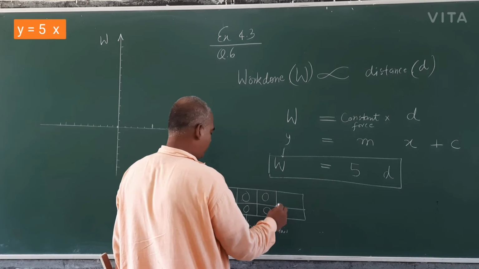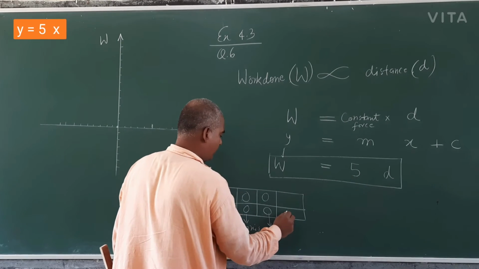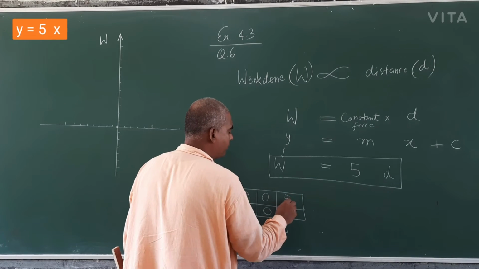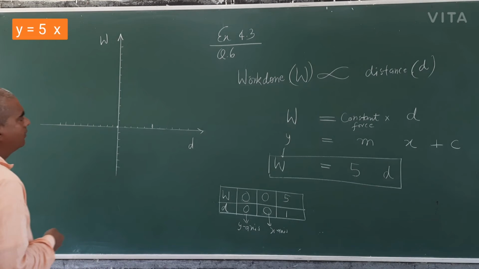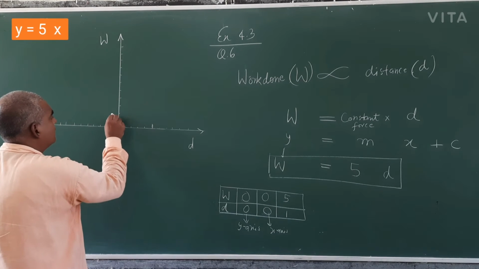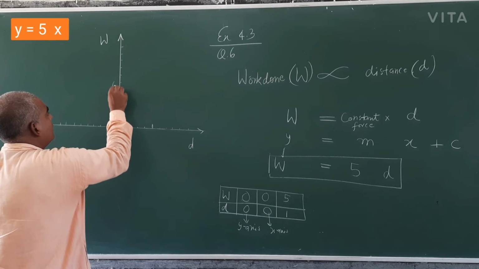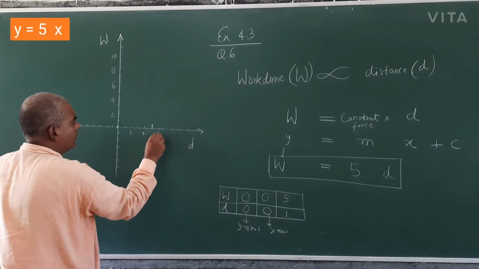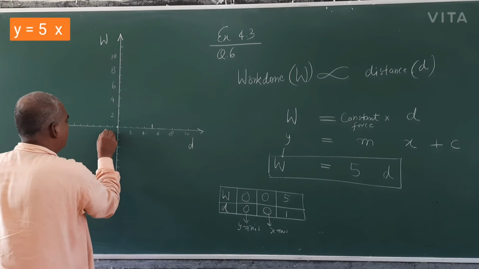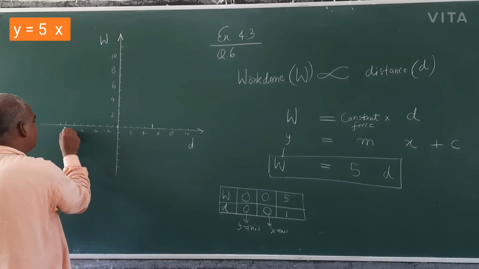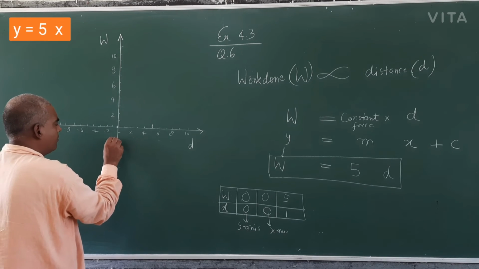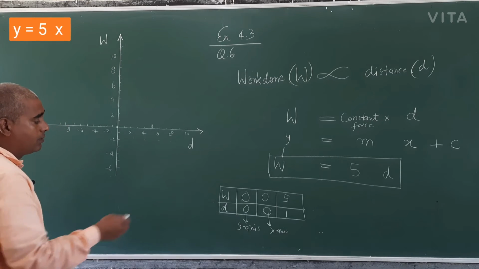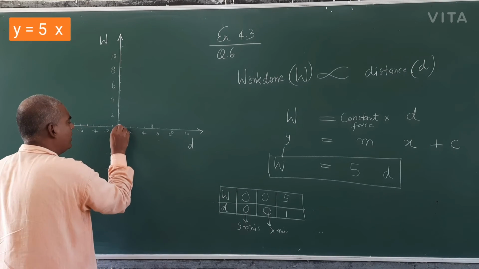Suppose d is equal to 1. So w is equal to 5. Okay. So that's enough. So this is 2, 4, 6, 8 and 10, minus 2, minus 4, minus 6, like that. Okay. So 0 comma 0 means one point is the origin.